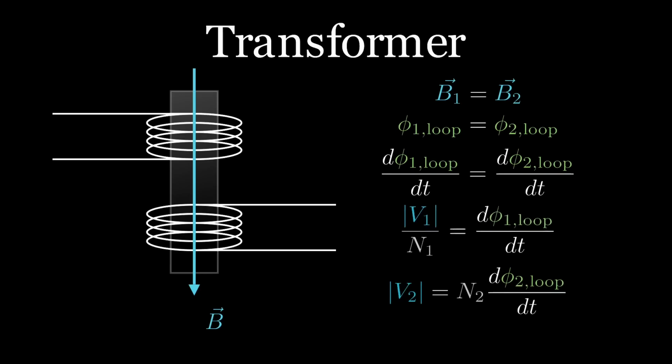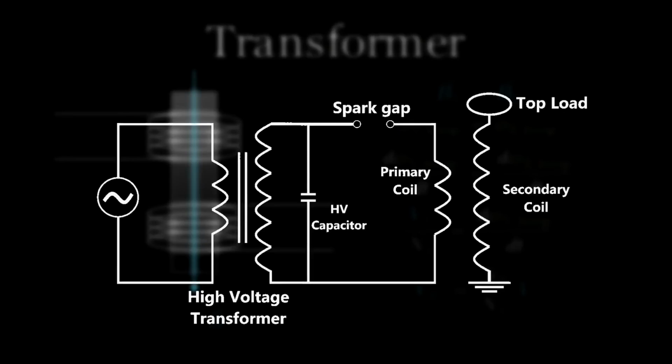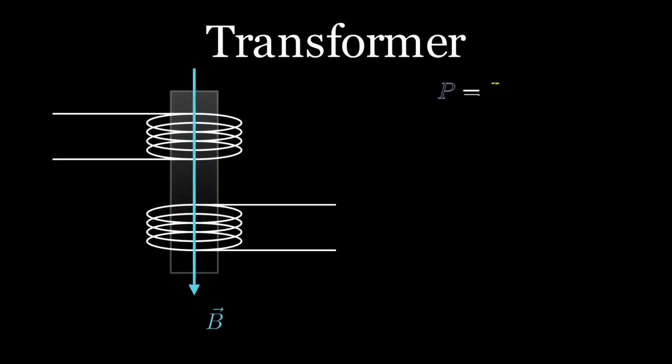We can solve for the change in flux over change in time in both cases, and we know that they're equal to each other. So we can set them equal to each other, and solving this gives us that the voltage in the second coil is the same as the voltage in the first coil times the ratio of the number of turns. So if we have more turns in our output coil, then we have more voltage. A Tesla coil works by essentially combining two transformers together, giving us a very large voltage. Power is still conserved though, so while we have a really big voltage, our current is pretty low.